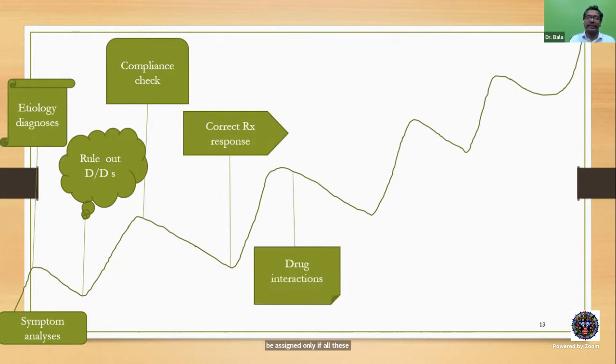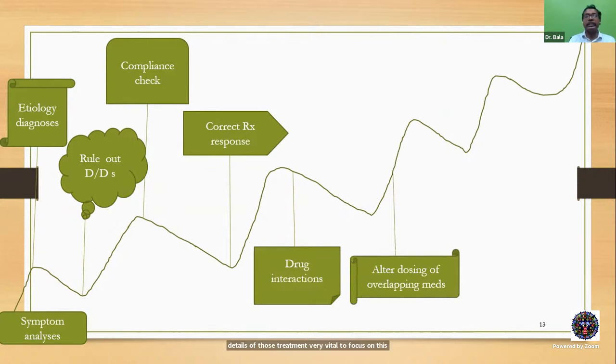And more importantly, as a clinician, if the patient has comorbidities like diabetes, hypertension, or other multiple systemic medications like treatment for convulsions or anti-epileptics, there could be possible drug interactions which we need to factor in when we start the treatment. So the details of that treatment are very vital to focus on this important element of drug interactions. And based on that, we need to pay attention to dose alterations if there are overlapping medications. Two days back, I came across a patient of systemic lupus erythematosus, and the patient did not give the details of the systemic medication on the first visit.